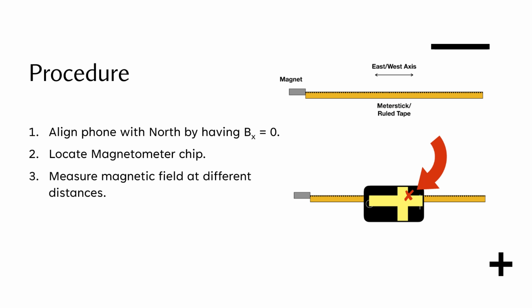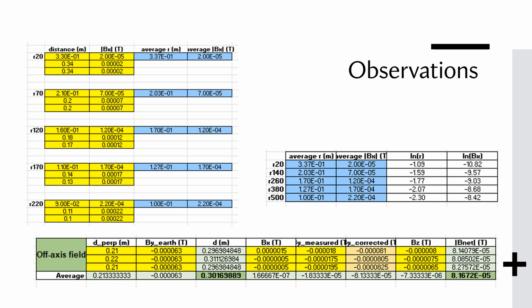For the procedure, we first align the phone with north by having B of x equal to 0. Next, we locate the magnetometer chip. And then lastly, we measure the magnetic field at different distances. Here you can see what we observed at different distances.